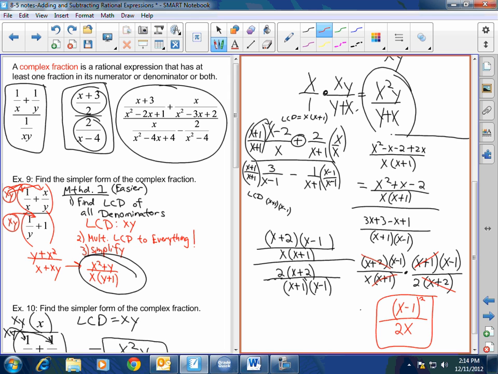Why don't you guys write that one down and then we'll do one more together before the bell rings. You're only going to have 3 of these in the test.